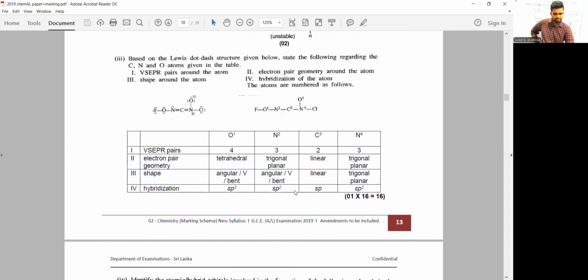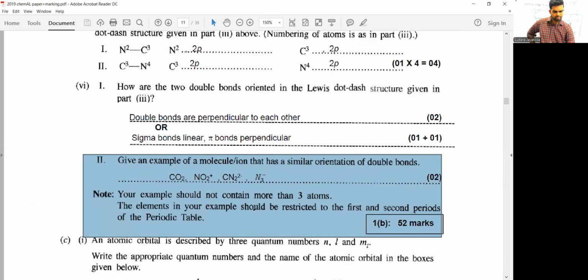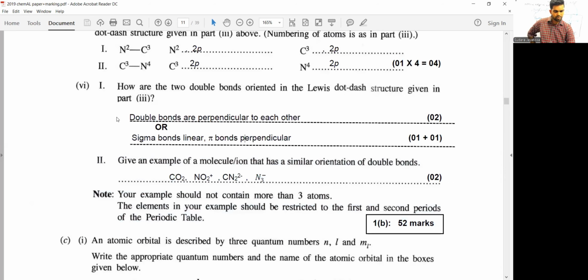And this is the table. You can write V shape also. That is another name. And you can write either 2p or sp3. Any choice. All those 2p orbitals, and here you can write these alternative answers. Double bonds are perpendicular to each other. Or you can say the sigma bond is linear and the pi bonds are perpendicular. Still they are given the same marks, okay, you can see.